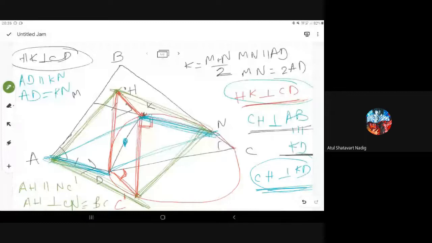If you look online, you'll find a lot of people have used all sorts of projective heavy machinery on this. But yeah, the most natural solution is really smooth. Any questions regarding this? Can you please tell again how HKC dash D is a parallelogram?